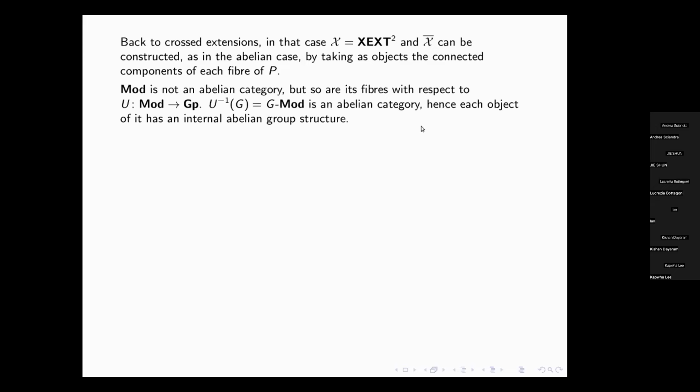Now, by Mod I mean the category of all G-modules for all groups G. Sorry, this is not an abelian category, so we cannot express additivity of such a functor. But the fibers of the forgetful functor over groups are abelian categories. The category of G-modules for a fixed group G is an abelian category, and each object has an internal abelian group structure.